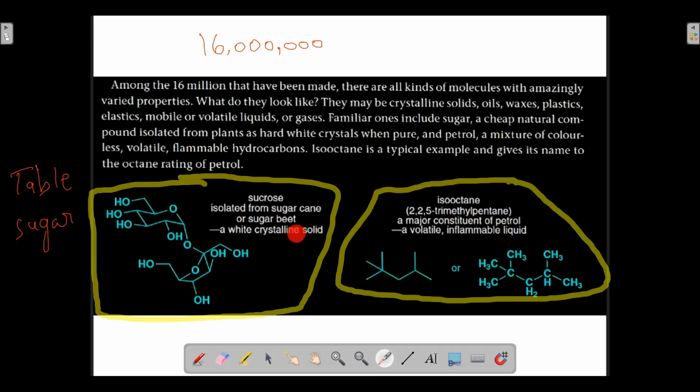It is a crystalline solid because it forms a specific arrangement of atoms. A crystalline solid is a solid which has a fixed arrangement of atoms. So sucrose, which is isolated from sugarcane or sugar beet, is a white crystalline solid. Its structure has been shown here. It is common table sugar which you eat at home.